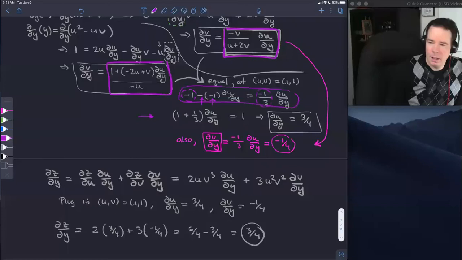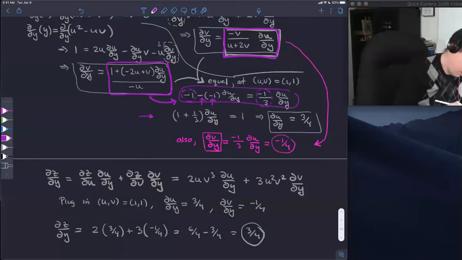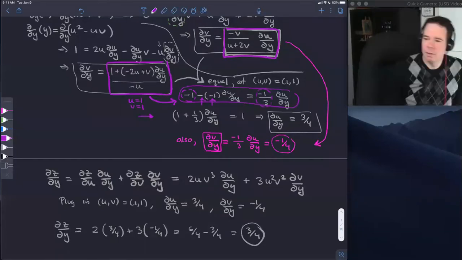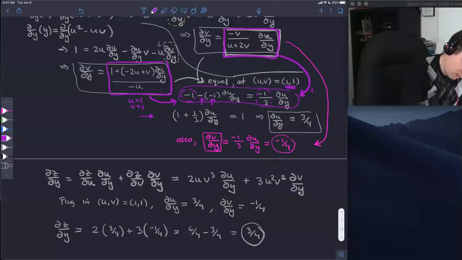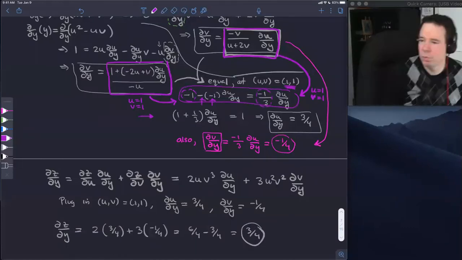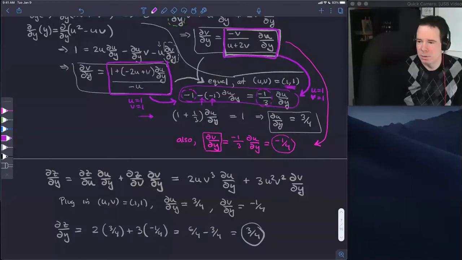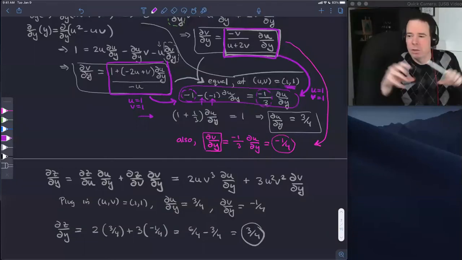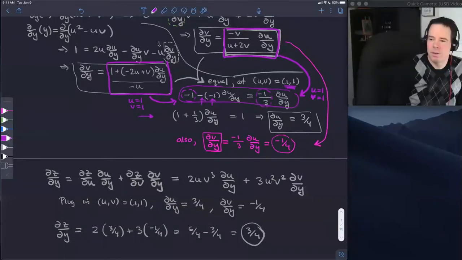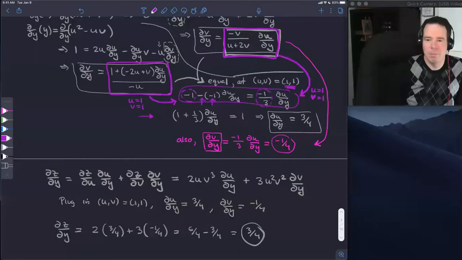And so what I did was I took this expression and wrote it over here, at the same time plugging in u and v equal to 1, because that's where we're interested. And then this expression, I rewrote it down here, again plugging in u equals 1 and v equals 1. Those two expressions have to be equal to each other, since they're both equal to dv dy, and moreover they're equal when u and v are 1. So rather than writing the whole thing out again and then plugging in 1, we can just plug in 1 and then set them equal to each other.